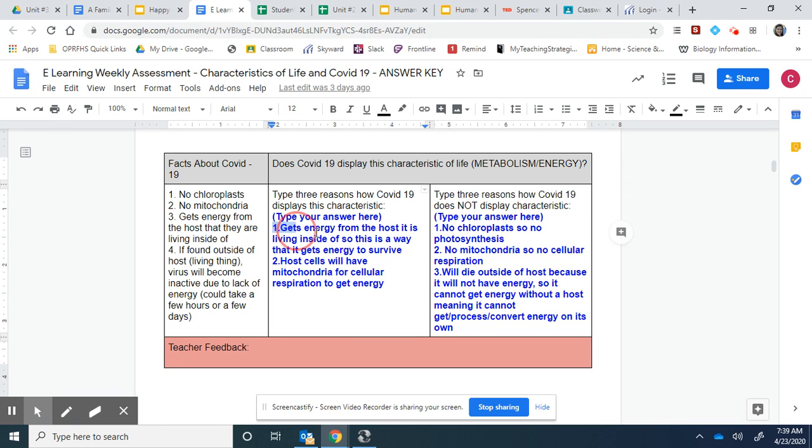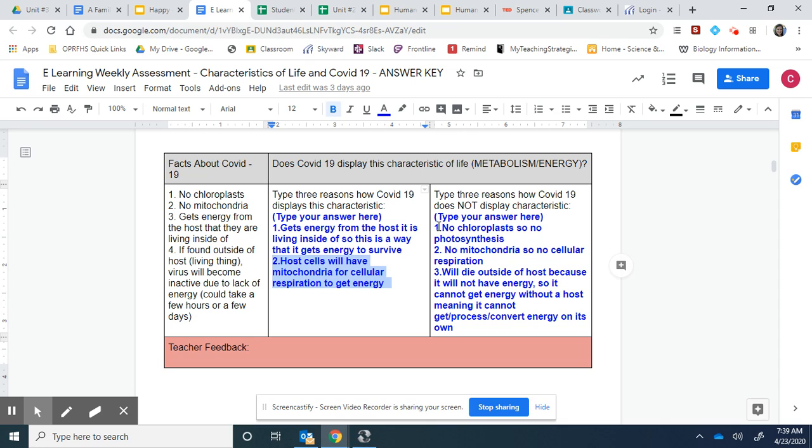Well, I said one of the reasons is they get energy from their host, whoever they are living inside. This is a way that it gets energy to survive. If getting energy is a characteristic of life, they're getting energy from whoever they're living inside. And if they live inside us, we have mitochondria. So therefore, they can go through cellular respiration and get energy because we have mitochondria. So I thought those were 2 arguments for why COVID-19 is living.